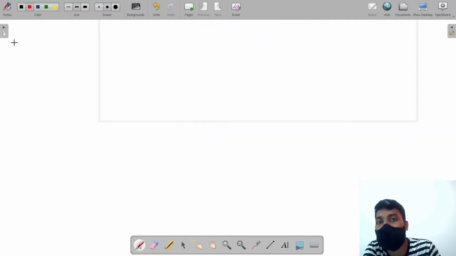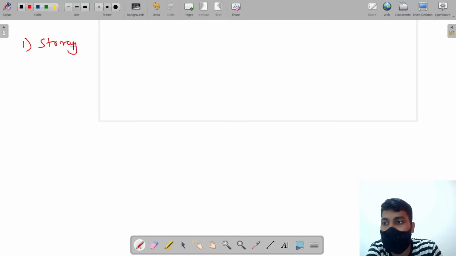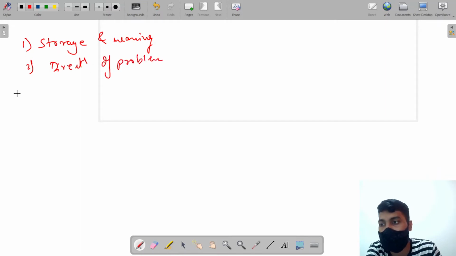We will be directly seeing the tabulation method, that is the DP method that we have been discussing from the first video. What were the 3 stages? The first stage was storage and meaning, right? The second stage was direction of problem, and the third stage was travel and solve, right?